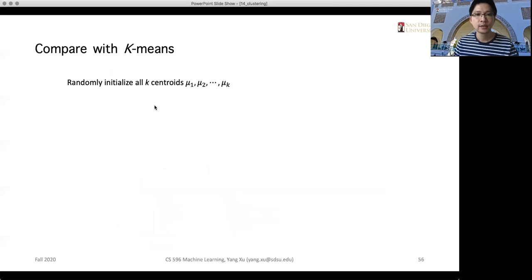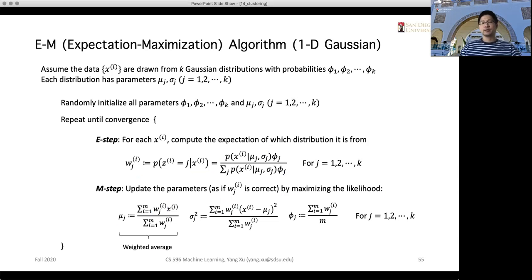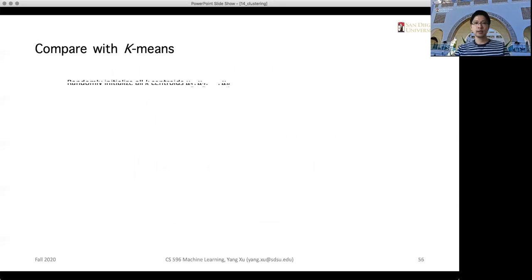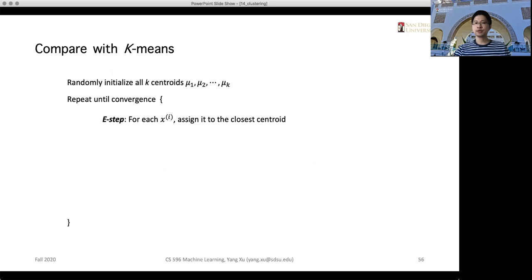So let's first compare it, because we mentioned that the EM, the clustering, so the mixture Gaussian method is different from k-means or from other traditional clustering algorithms in a way that it assigns probabilities. So let's see from the algorithm alone how it is different and how it is also similar. For k-means, we also start with initialization, right? We initialize all the k centroids from mu 1 to mu k. And we also repeat two steps.